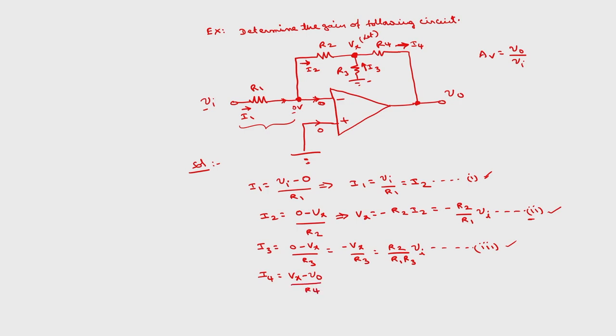Finally, we want V0. This implies I4 into R4 is equal to Vx minus V0, or V0 is equal to Vx minus I4 R4. See, here we have to substitute this Vx and I4 in terms of Vi.